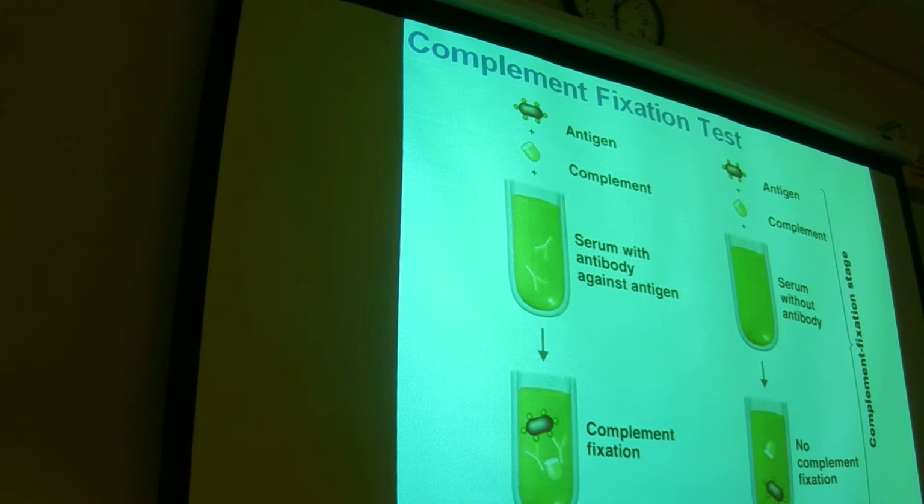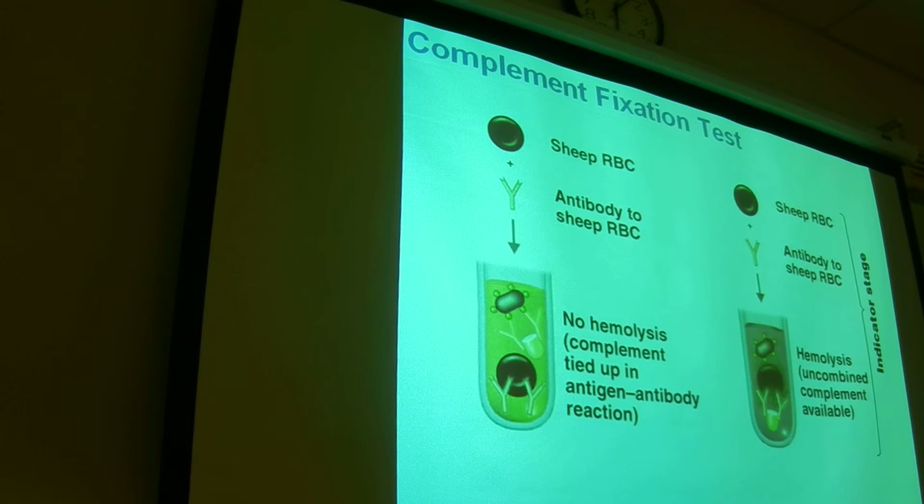Complement fixation test. Again, it's a way to test if there's a certain type of antigen in the serum. So you take antigen and complement, and in this case, you want to test to see if the patient has antibodies against a certain type of bacteria. So you take the bacteria and complement and mix it with the patient's serum. If the patient has antibody, you'll get complement fixation, because again, complement requires antibody binding in order to be activated. If there's no antibody in the patient's serum, you'll get no complement fixation.